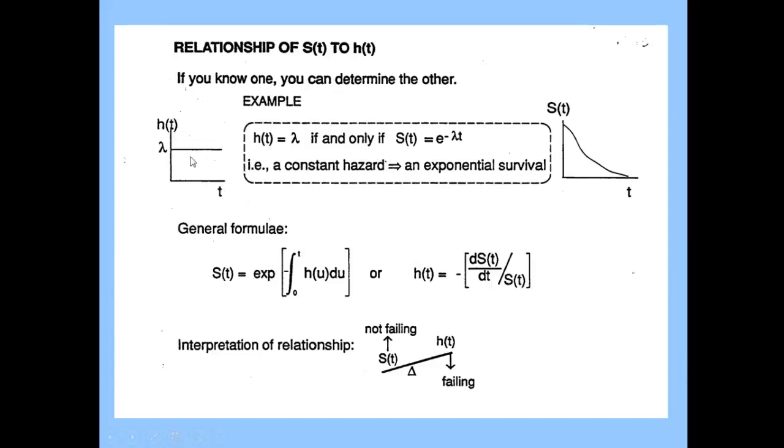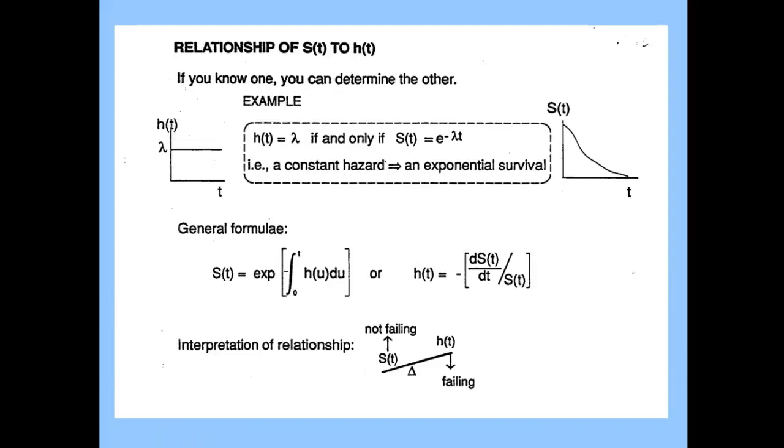Well, if that's the case, you can do this little integral thing, and you could actually go through the integral and come up with the expression that says the formula for the survivor function is this. If the hazard function's constant, it's true if and only if the survivor function is this. You see, it's e to the minus lambda t. That's what this is called, the exponential survivor function.